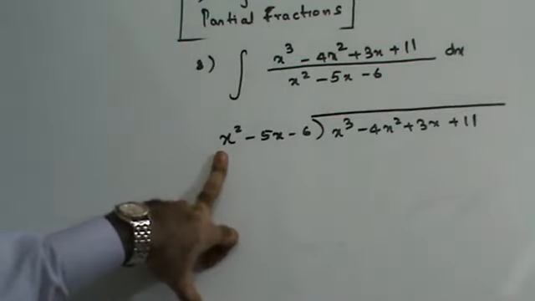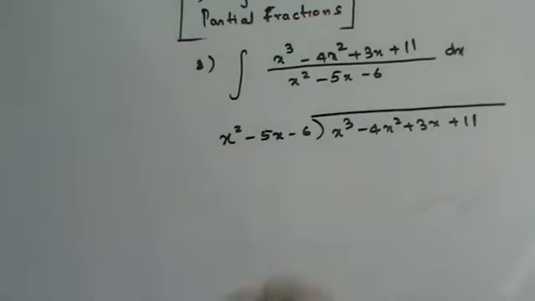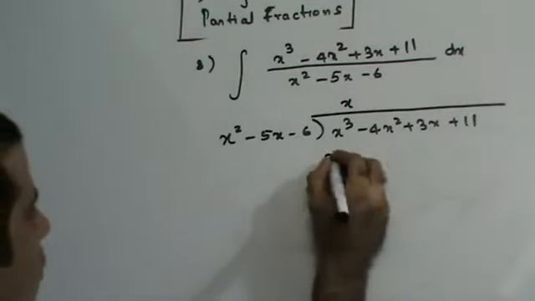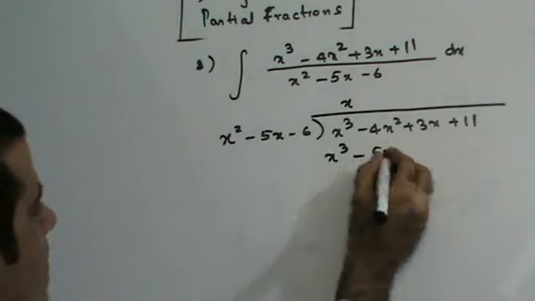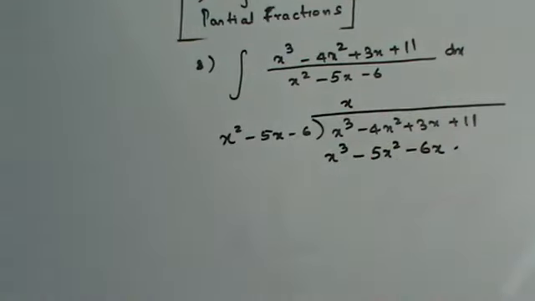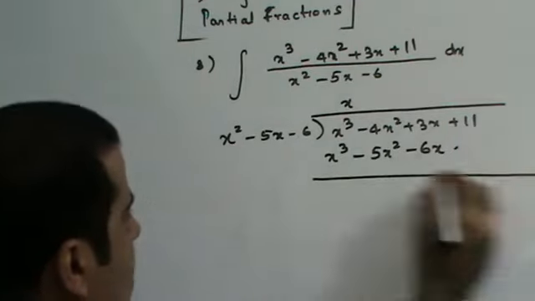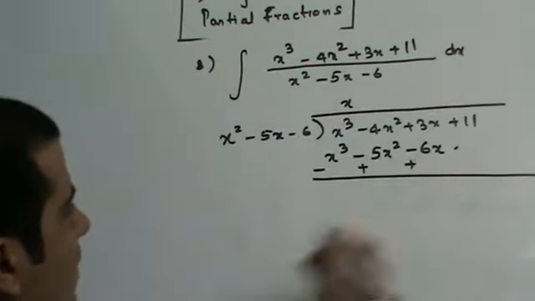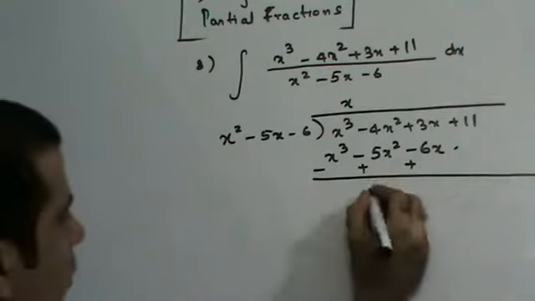Now what should I multiply x square with? In order to get x cube, I should multiply it with x. So this is going to be x cube minus 5x square minus 6x. So this is going to give you, subtract, all the signs reverse, so this is going to give you x square.